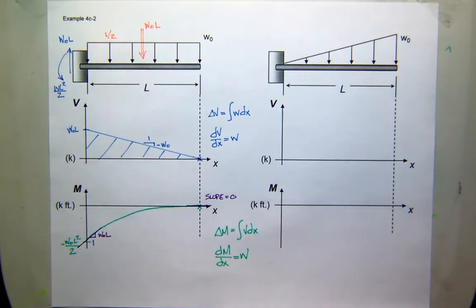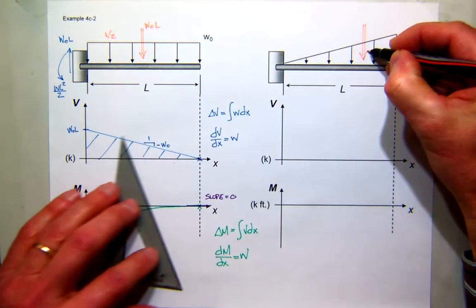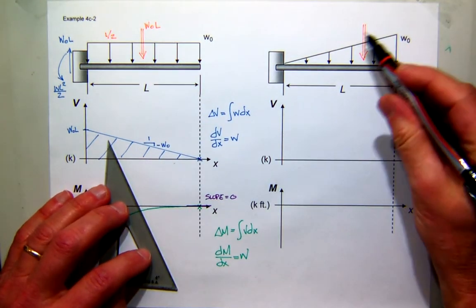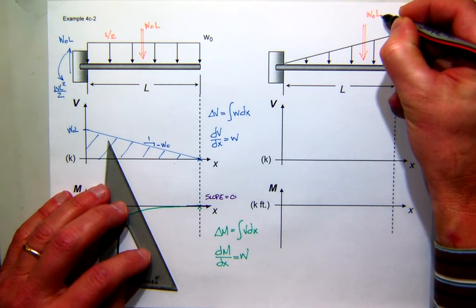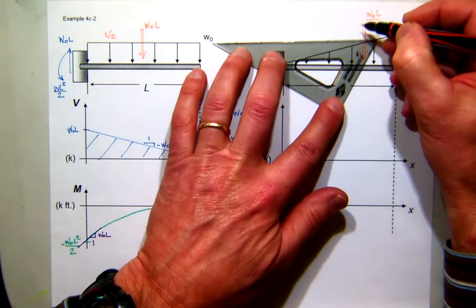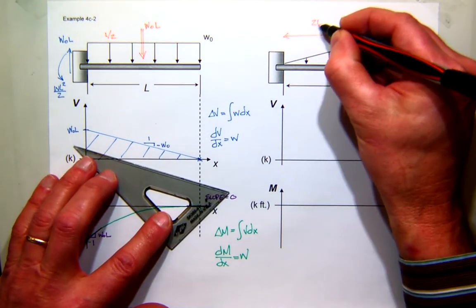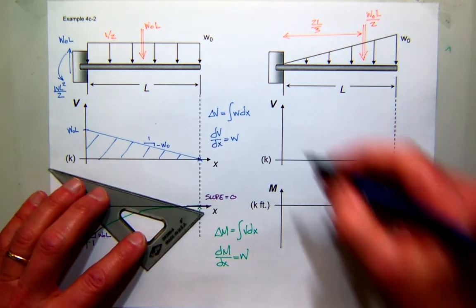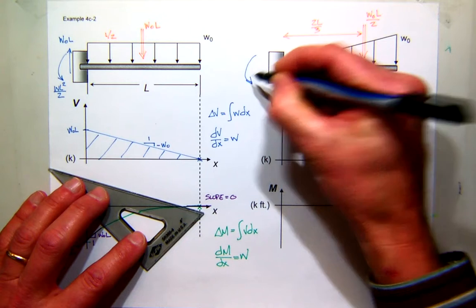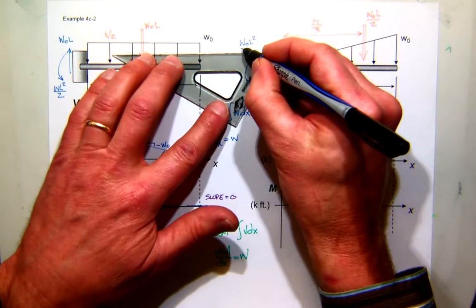Let's try this one. So again, let's try to find the concentrated equivalent force to make it easy to find our reactions. What would that be? What's the area of a triangle? 1/2 base times height. So this load should be W naught L over 2, and its moment arm from the fixed end will be 2L over 3. So with that information, I know that now my bending moment is W naught L squared over 3.